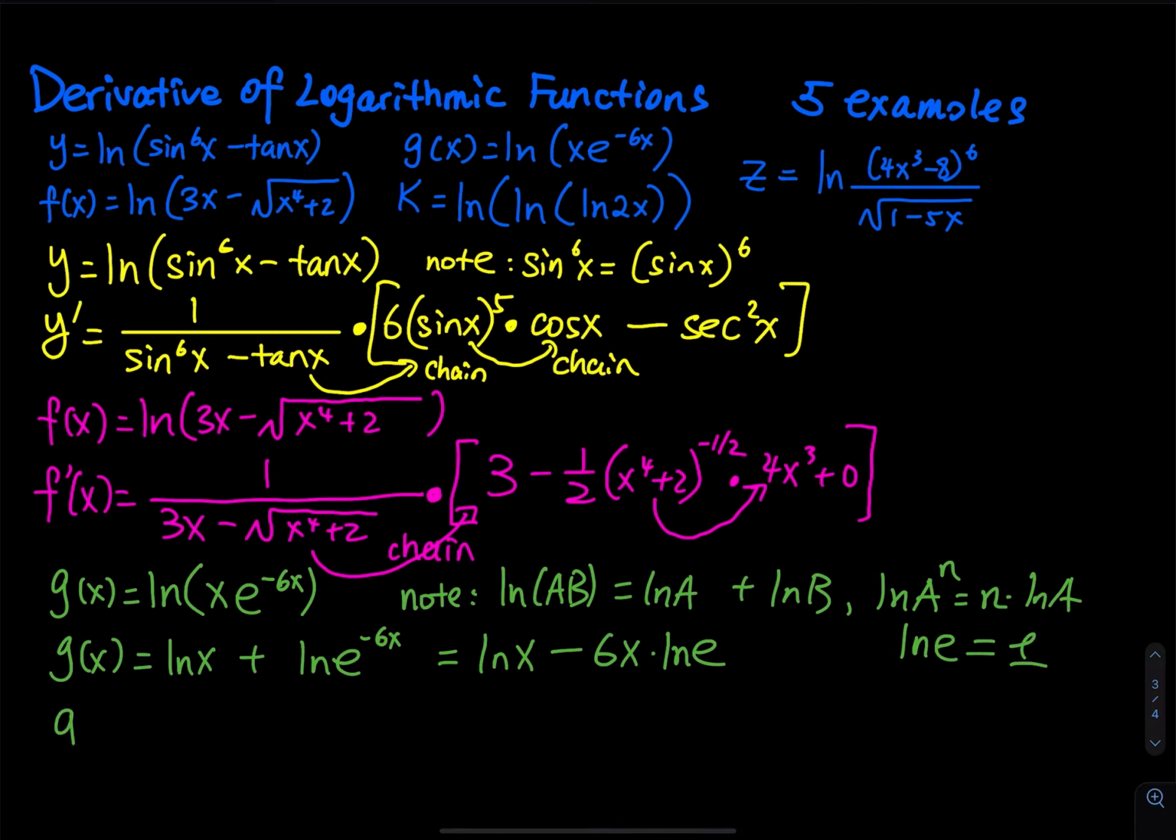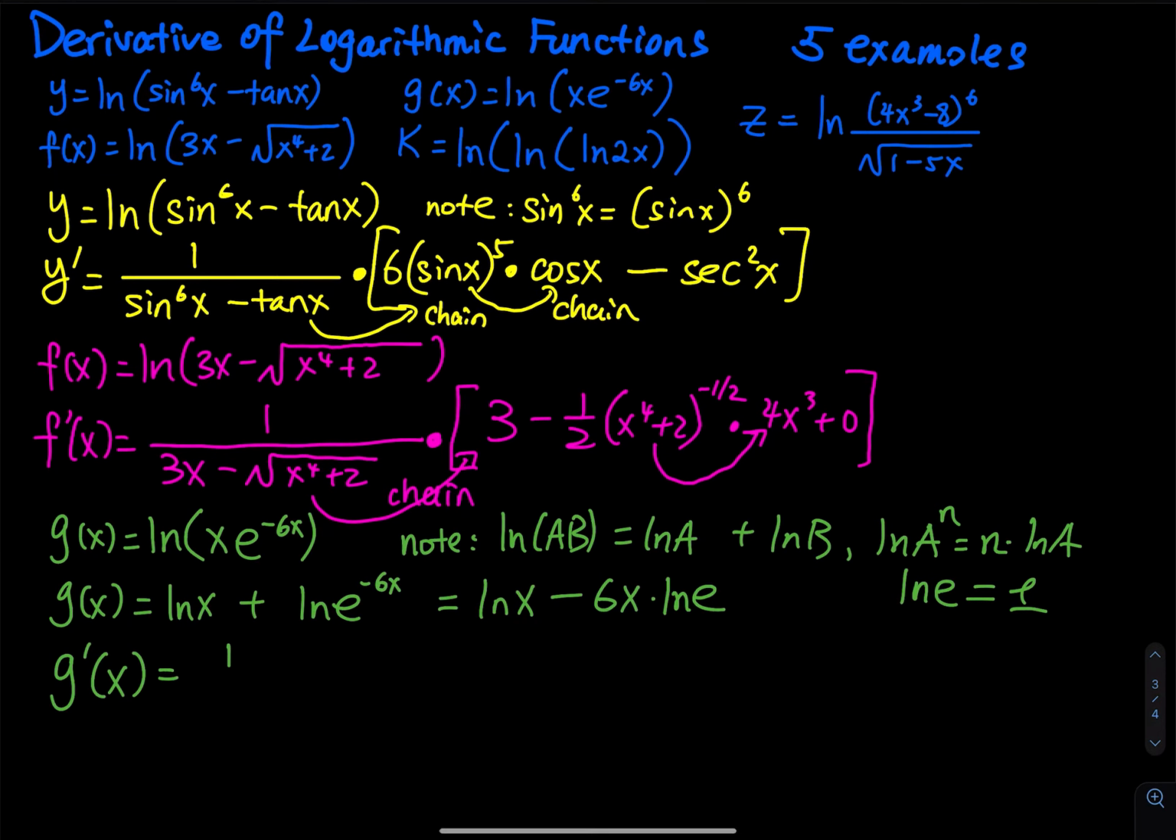So now you take the derivative. The derivative of this, what is that equal to? The derivative of ln x is 1 over x, and then the derivative of negative 6x is just negative 6. Yes, it is just that simple.